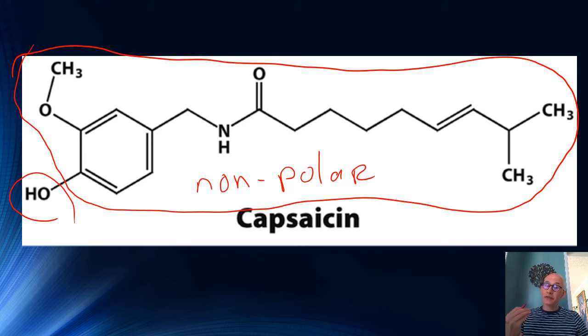So if you really want to cool your mouth down, that's why people say drink milk, especially whole milk, because whole milk has a much higher fat content, and that will help cool your mouth because that can help move those nonpolar molecules into the fat of the milk and extract them.